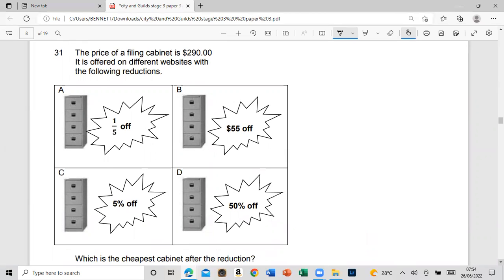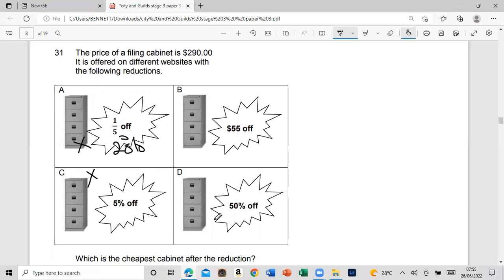The price of a filing cabinet is $290. It is ordered on different websites with the following reductions. So $290 we are working with, right? So 1/5 off, $55 off, 50% off, or 5% off. All right, so 1/5 is the same thing as 20%. So we're going to eliminate these two right away, as well as the cheapest reduction. All right, so 50%, a half of this, right?